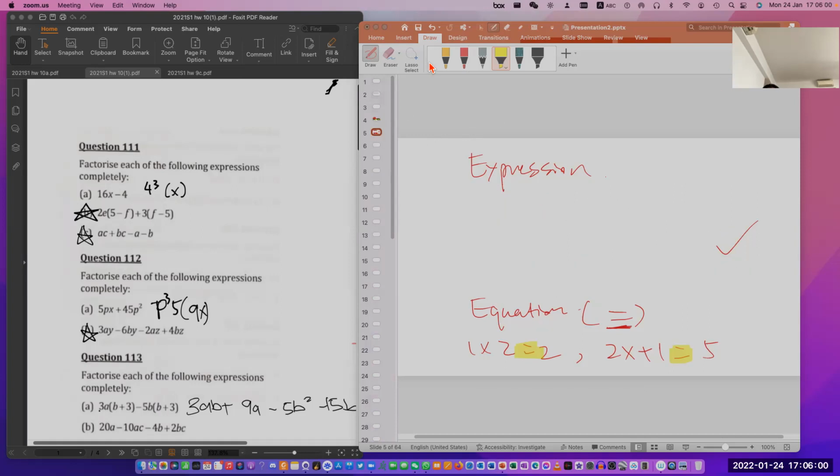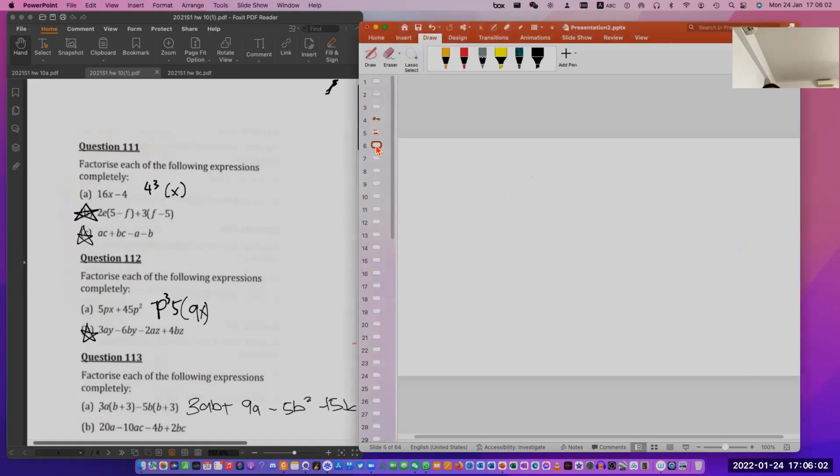So let me just go out and come back to the PowerPoint. So we talk about expression versus equation. Okay, so I'm going to give you an expression which is 5x over 2 plus 4x over 3. And I'm going to give you an equation: 5x over 2 is equal to 4x over 4.